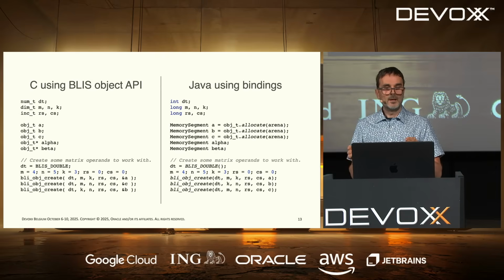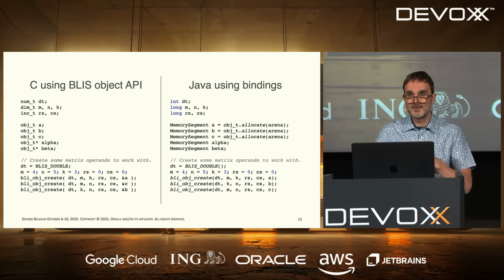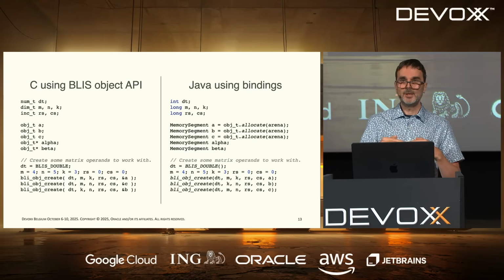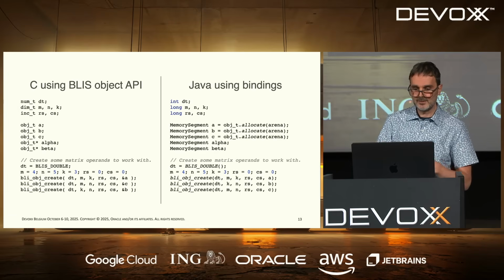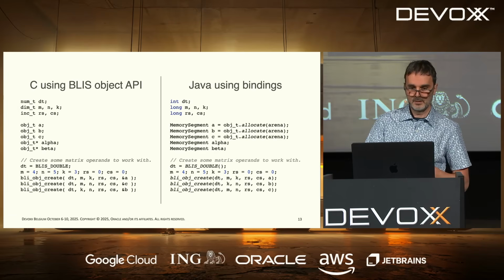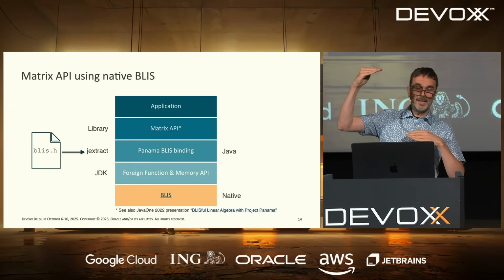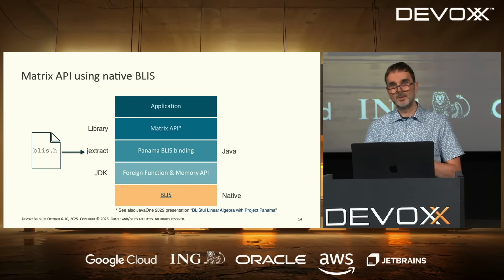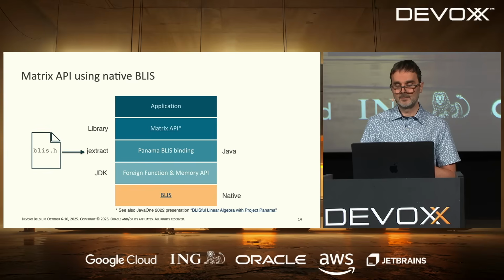And I don't want to write like this at all, but it's the stepping stone to do something better, because I do not want to generate the bindings by hand, which JExtract did for me. That's a lot of mechanical work. That's what computers are great at. So what I want to do instead is put another layer on top, which is a matrix API, a library that uses the Panama BLIS bindings underneath. And then I can write my application on top of that.